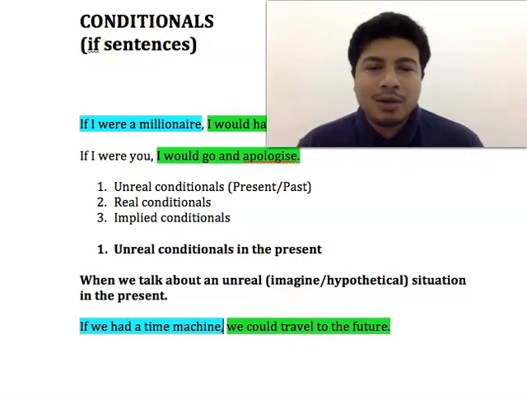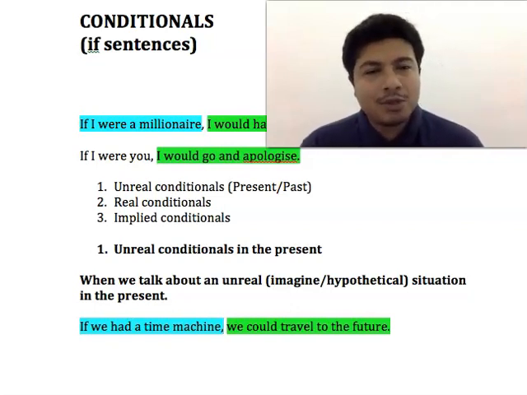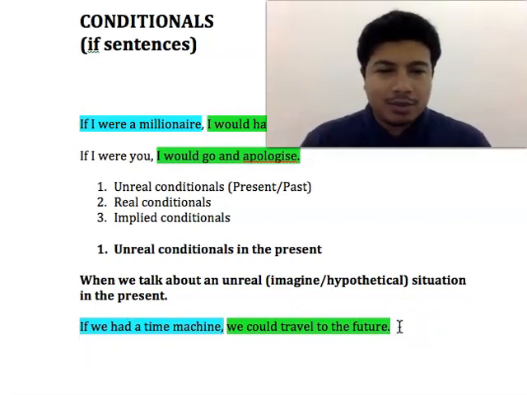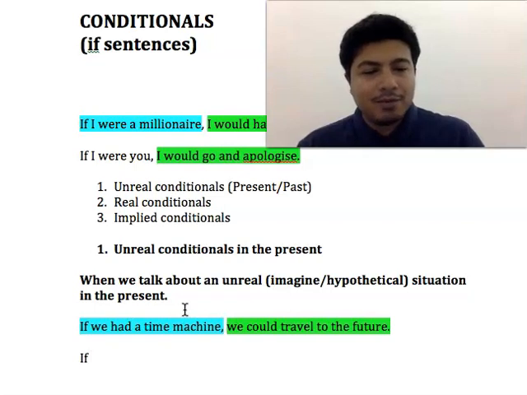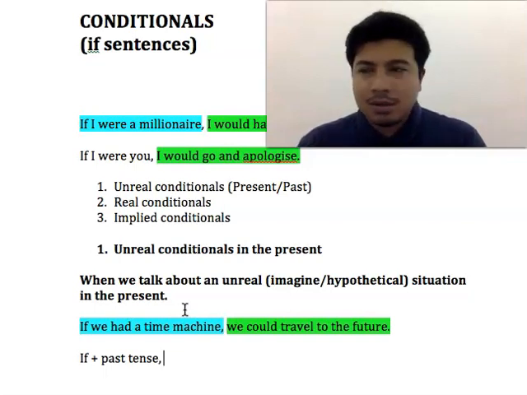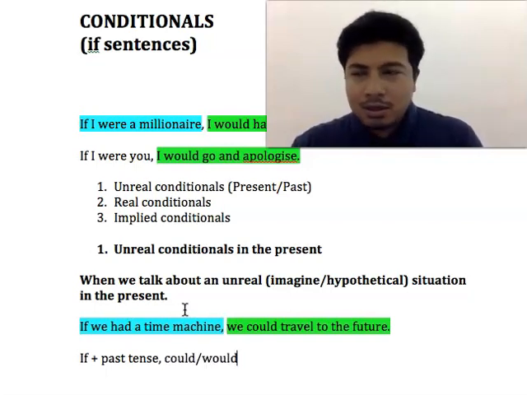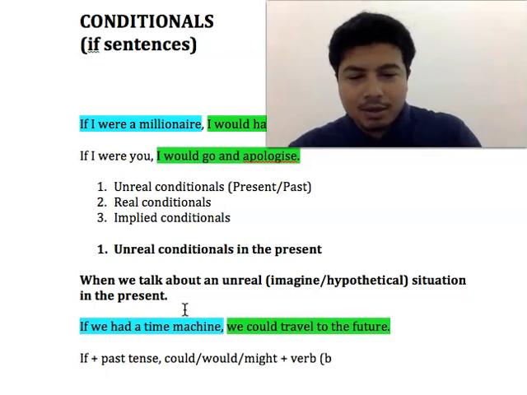What about the grammar? When you use a conditional sentence, when you write, you'll have to make sure your grammar is correct. When you use unreal conditionals in the present, this is basically the formula: if plus past tense, and then the next clause would be could, would, or might, plus the verb in the base form.